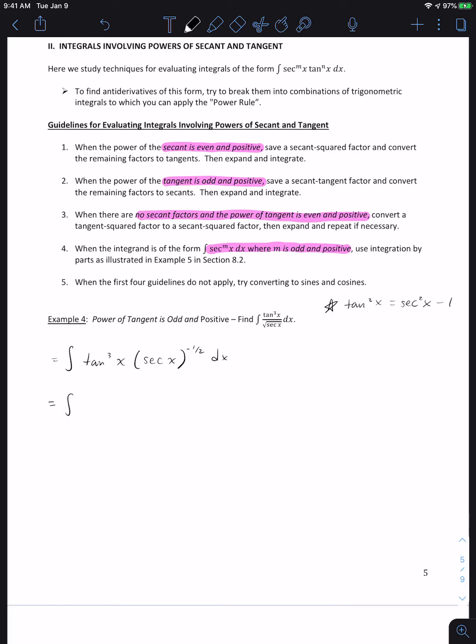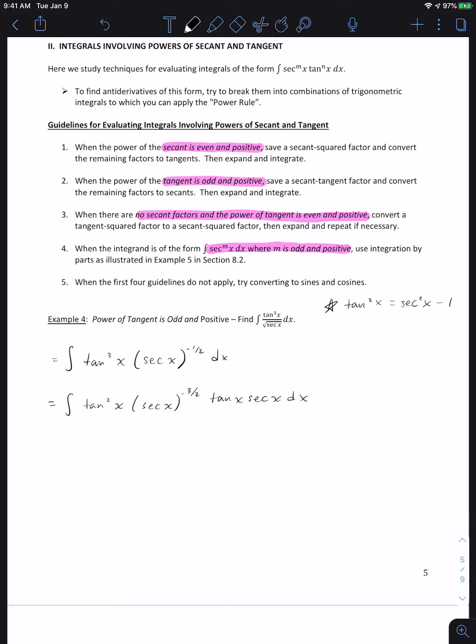So now we're going to save one factor of secant tangent. So I'm going to factor out a tangent, so I'd be left with tangent squared. If I pulled out a secant x out of secant to the 1/2, then I'd be left with secant x to the negative 3/2, right? Because then if I multiplied secant to the negative 3/2 times another secant, I'd be back to where I started from, which is secant to the 1/2. So that leaves me with my tangent x secant x on the outside, just like I wanted.